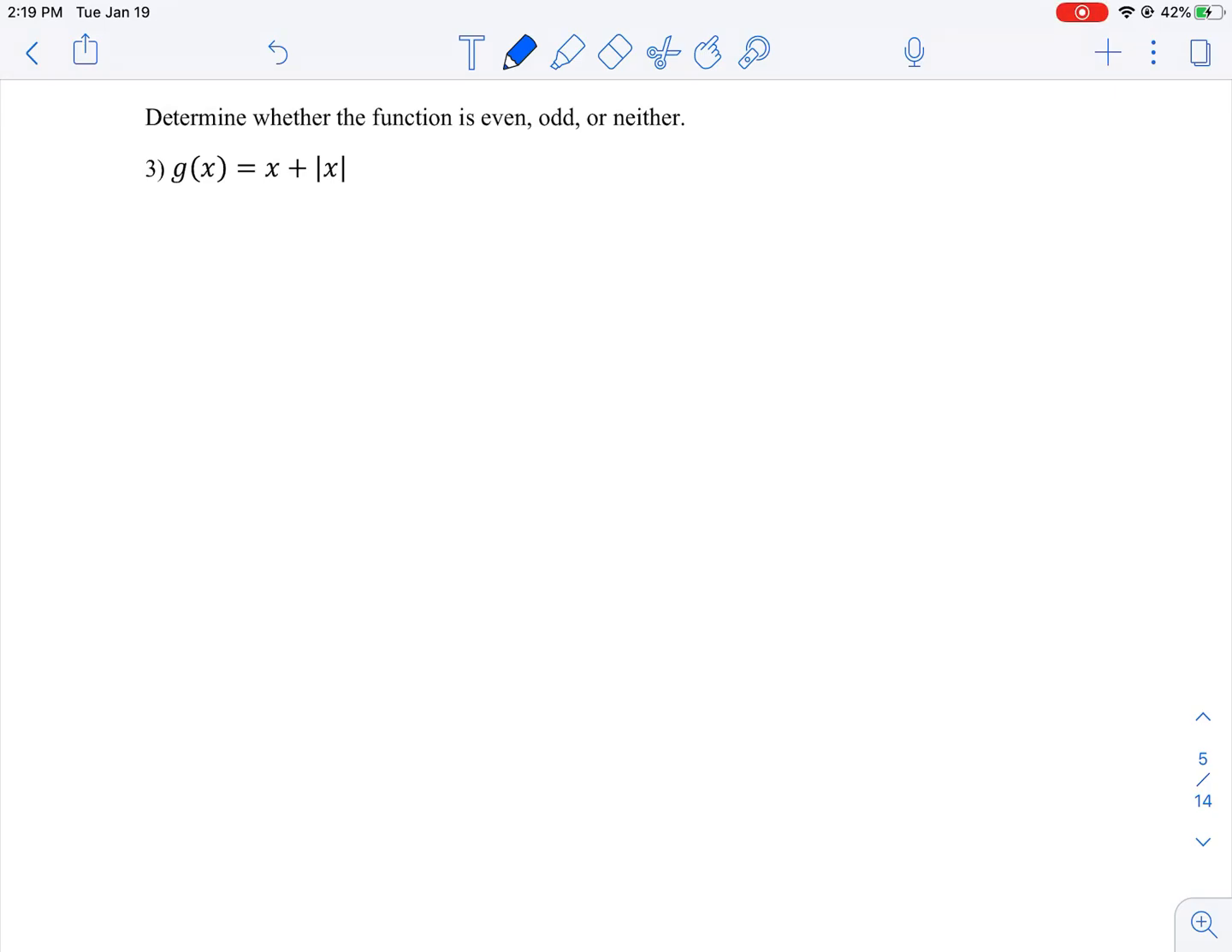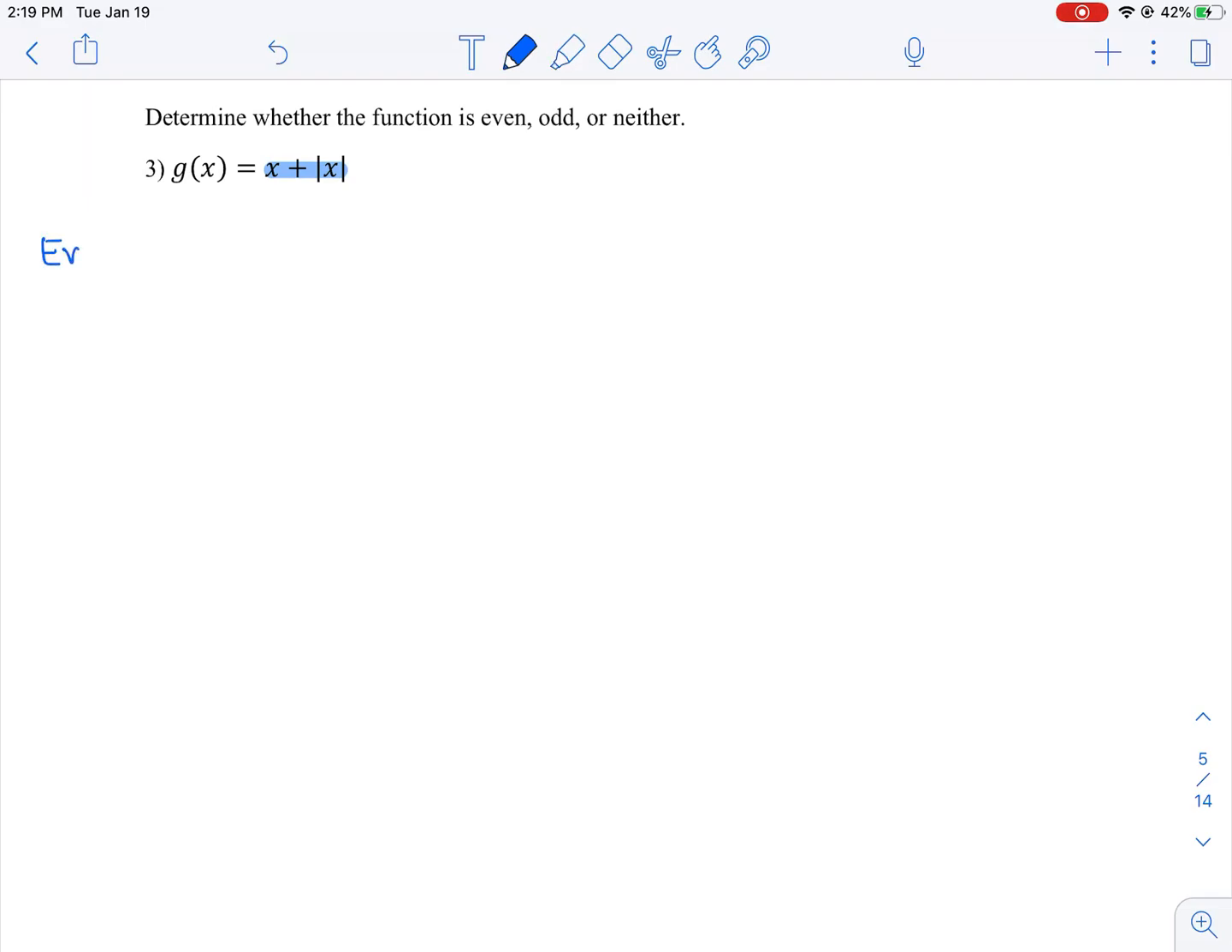Hello class, in this video I'll be doing another example on how to determine whether a function is even, odd, or neither given its equation. Let's begin. Okay, so we have g of x is equal to x plus the absolute value of x.